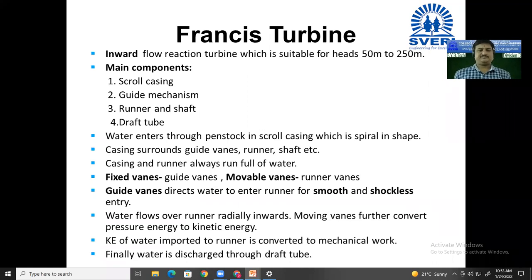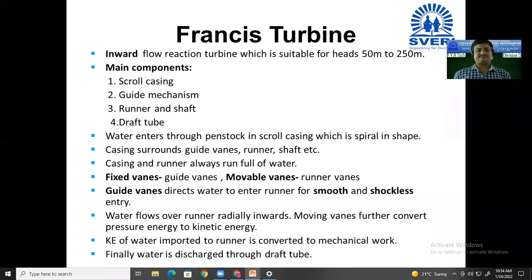Next point. Casing surrounds guide vanes, runner, shaft, etc.